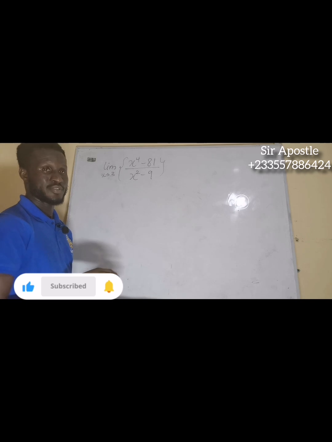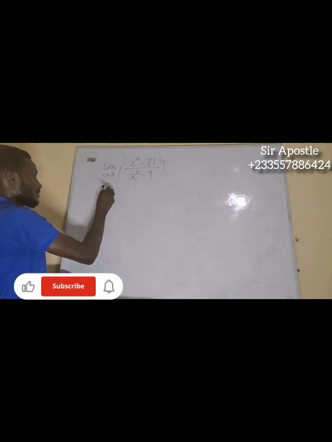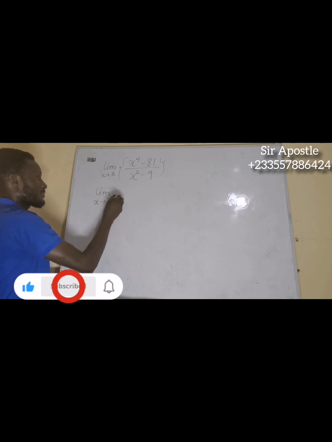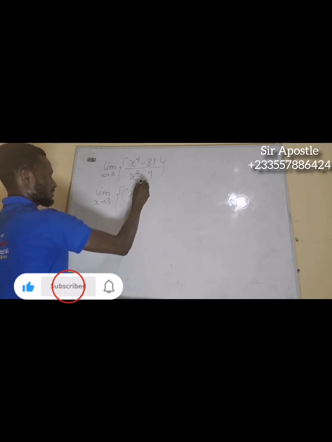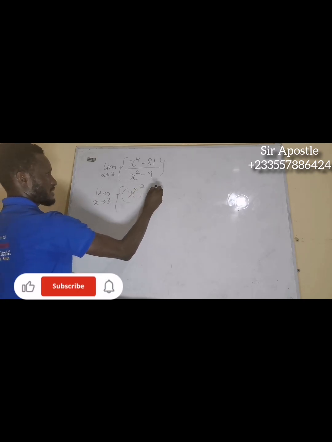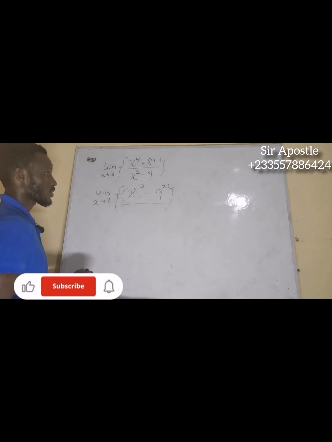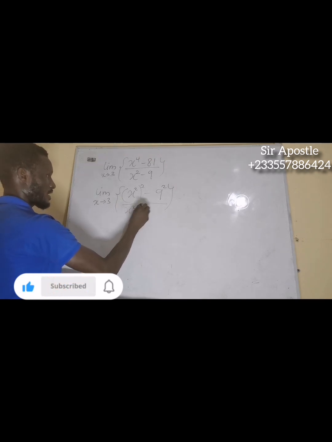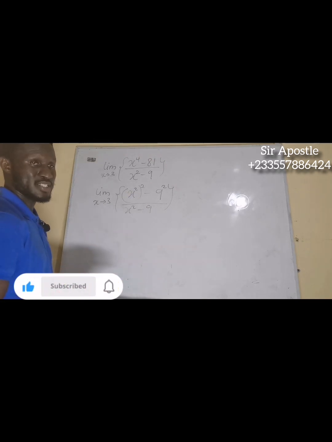If you've not watched the first video, please go and watch it before this one. So I'm going to write the limit as x approaches 3 of x squared all squared minus 81, which is the same as 9 squared, divided by x squared minus 9. I want to maintain the denominator like that.